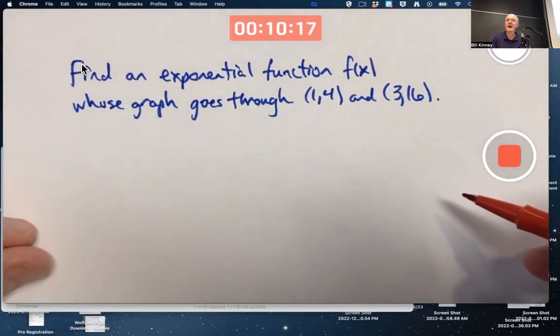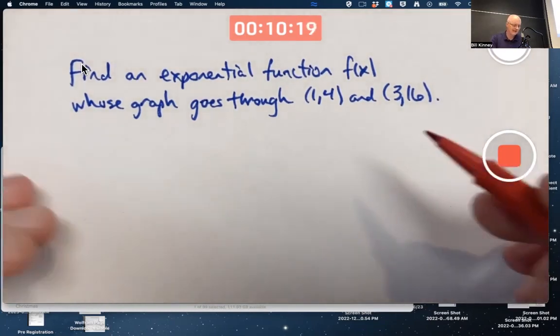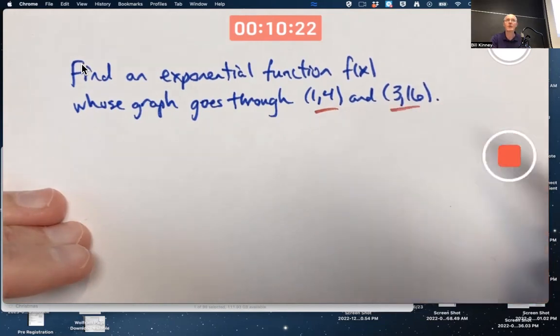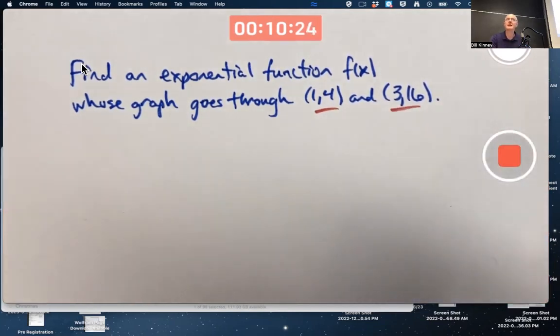So in class on Monday, we had a problem like this where we had these same two points, (1, 4) and (3, 16), and you had to find the slope-intercept form of the equation of a line that goes through those two points. You had to find the slope and solve for the y-intercept. This is a different problem.